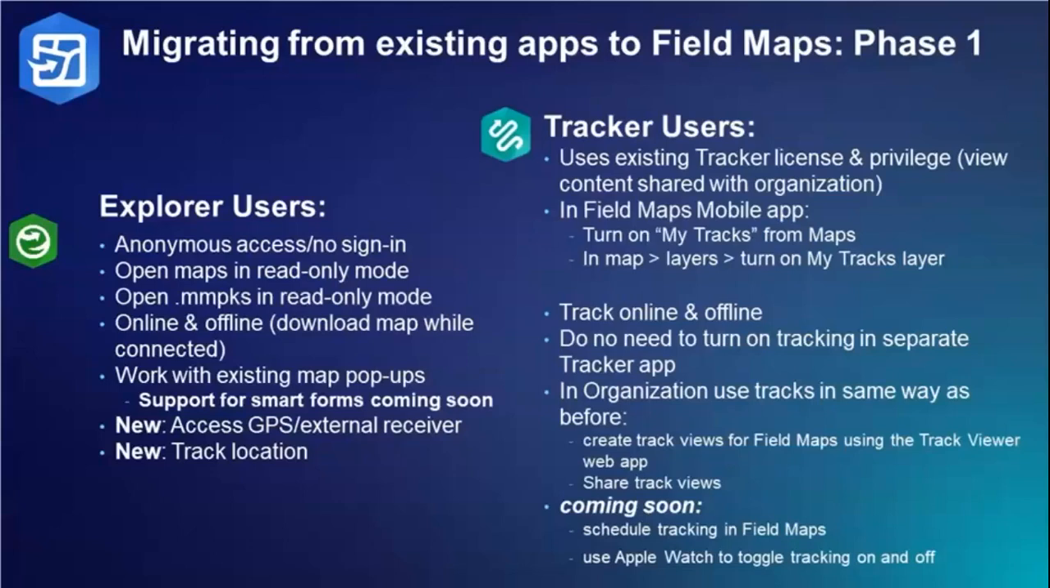But I had this question from people earlier about now Explorer users or view-only users can access that GPS external receiver, and they can use location tracking. So that's new for Explorer users. Tracker users, with your existing license, you can just open up the Field Maps app, turn on tracking, and you have the same options to just track while you're using the app.